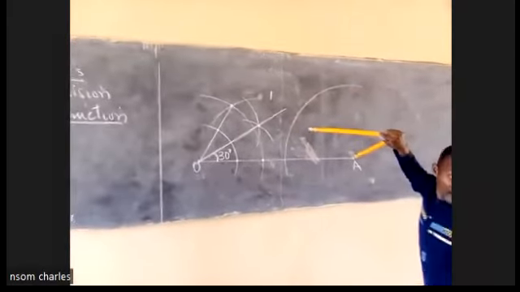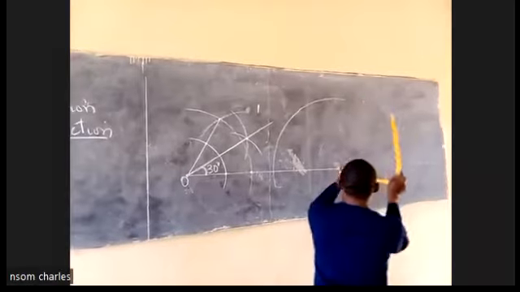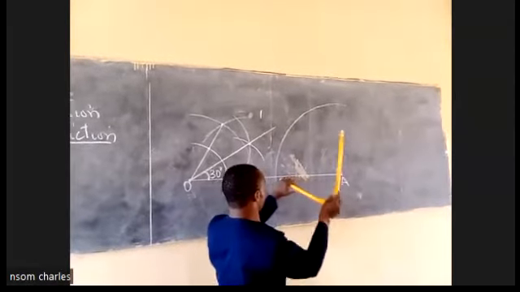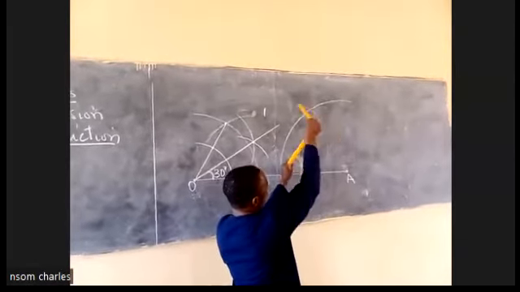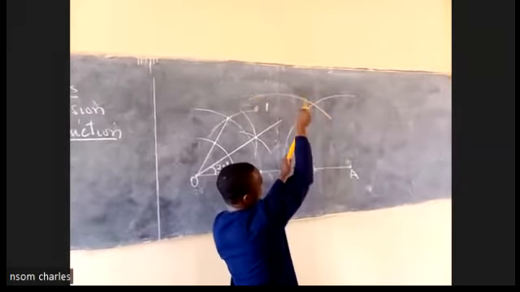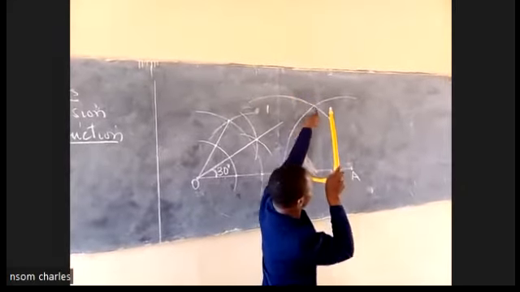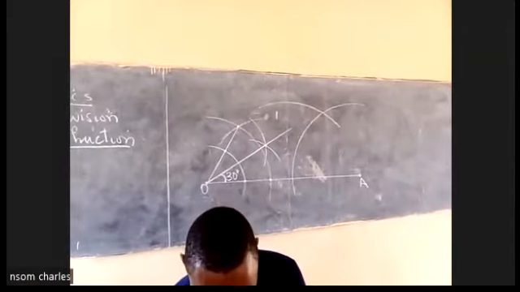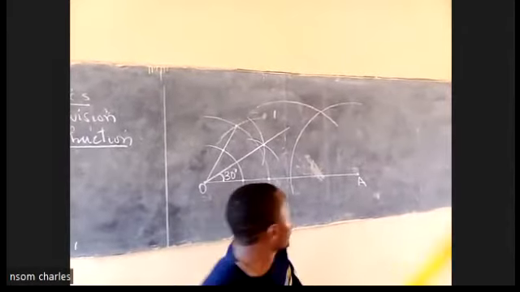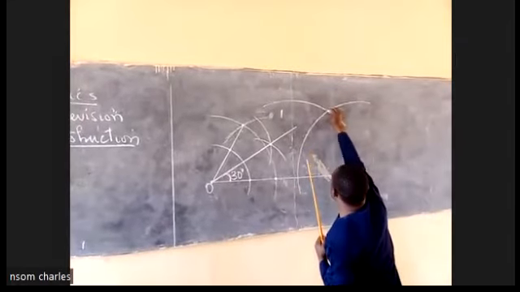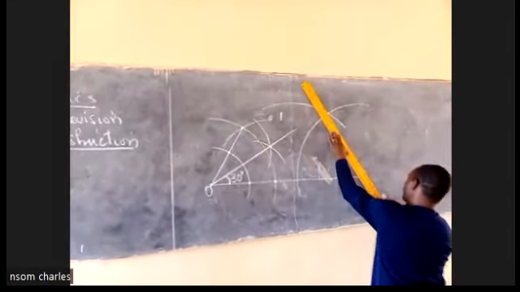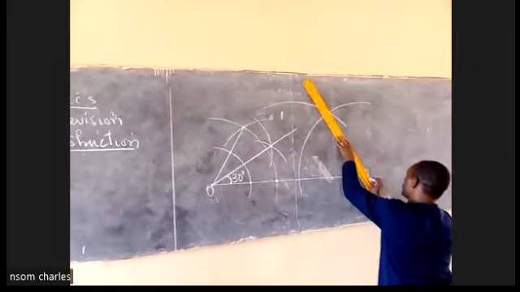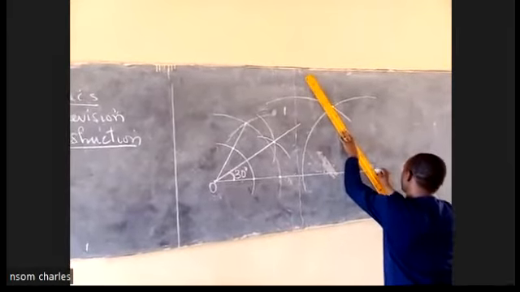Are we together? For 60 degrees, we maintain the same radius and draw another arc. So where these two arcs intersect, we identify the point of intersection and we connect the point here with A, right? Good.